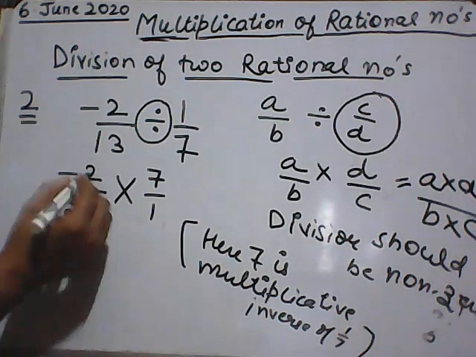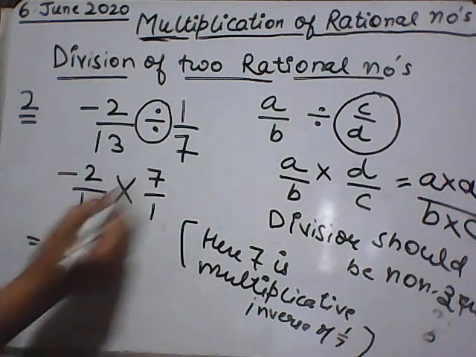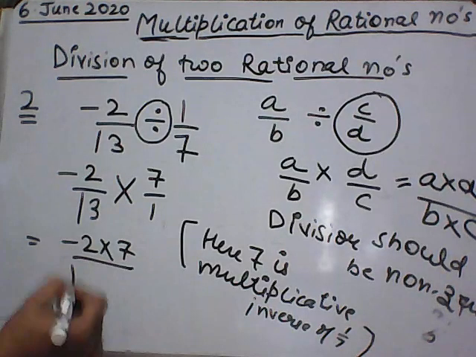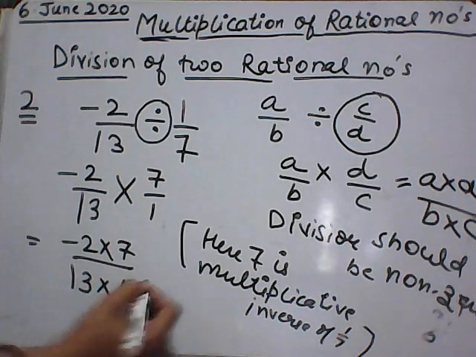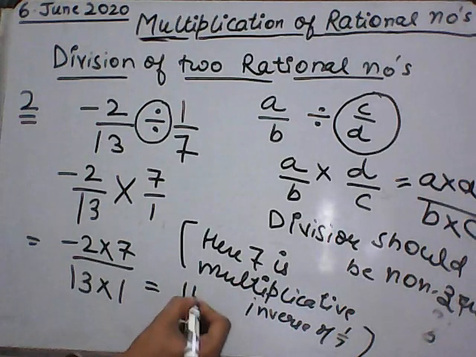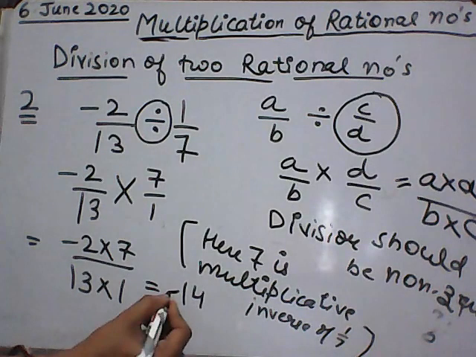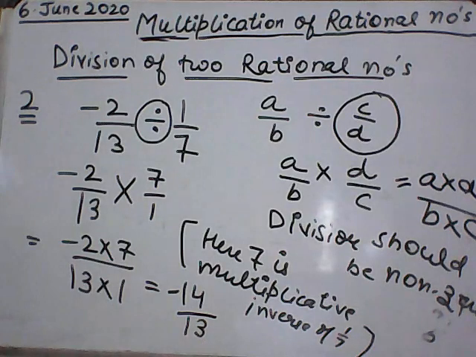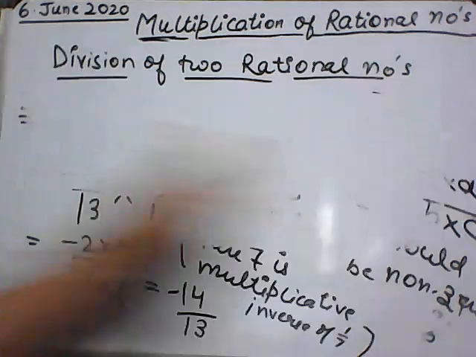Now, multiplication of numerators, minus 2 multiplied by 7, and multiplication of denominators, 13 multiplied by 1. 2 sevens are 14, plus minus minus, so put sign here minus. 13 ones are 13. Now, minus 14 by 13 is our answer. Let's take another question.